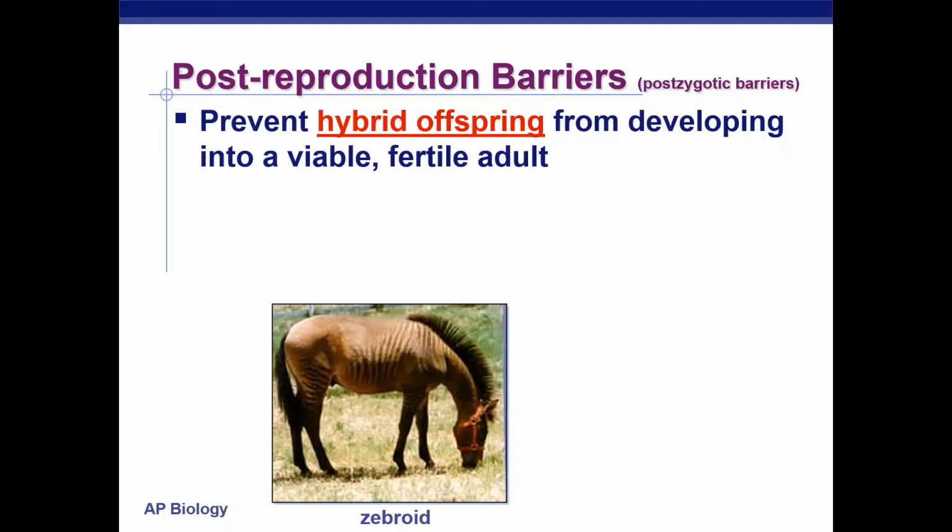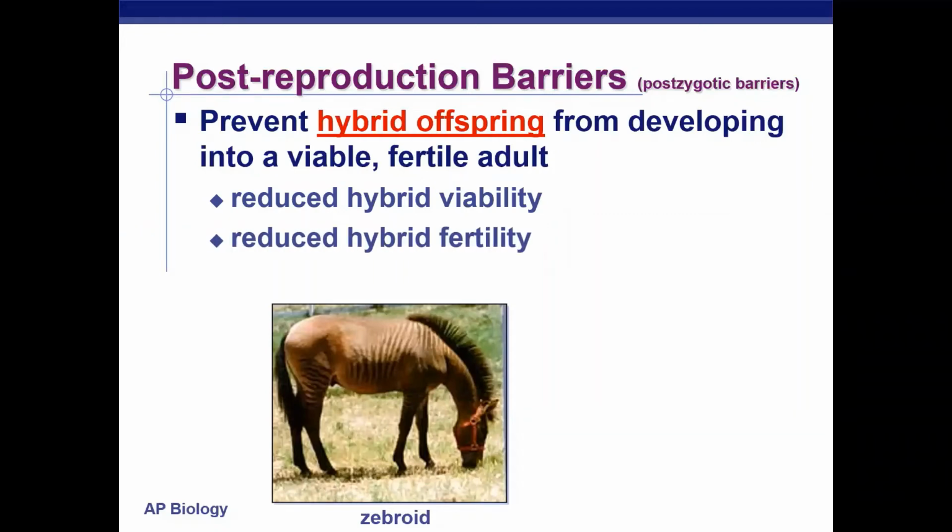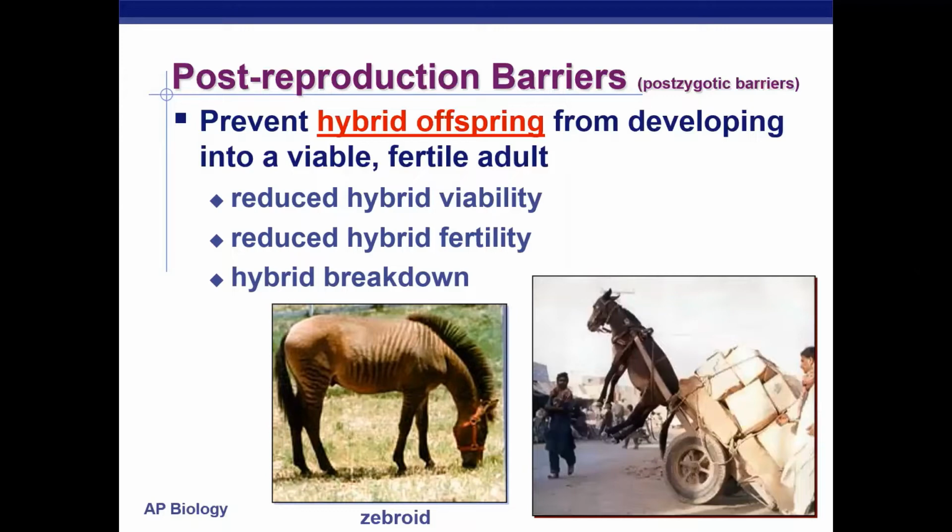And guys, there's 3 types of post-zygotic barriers. We have reduced hybrid viability, reduced hybrid fertility, and hybrid breakdown. And here we actually have 2 pictures of animals that suffer from reduced hybrid fertility, where once again, these offspring are sterile. They're not going to have babies of their own.